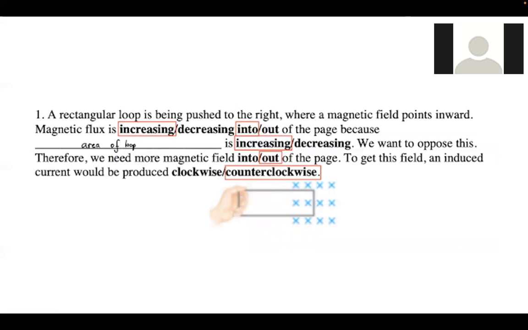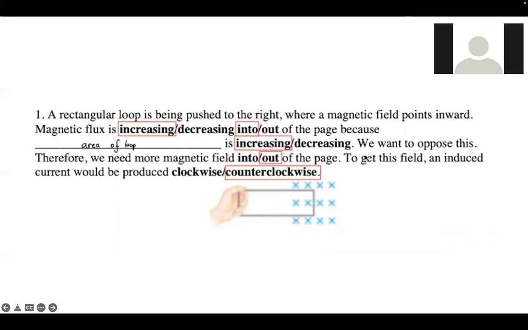We have this rectangular loop being pushed to the right where the magnetic field points inward. Therefore, we have a magnetic flux increasing into the page. So we have this loop, and its area is getting more into the region where there's a field going into the page. So its flux is increasing into the page, and that's because the area of the loop is increasing into that range.